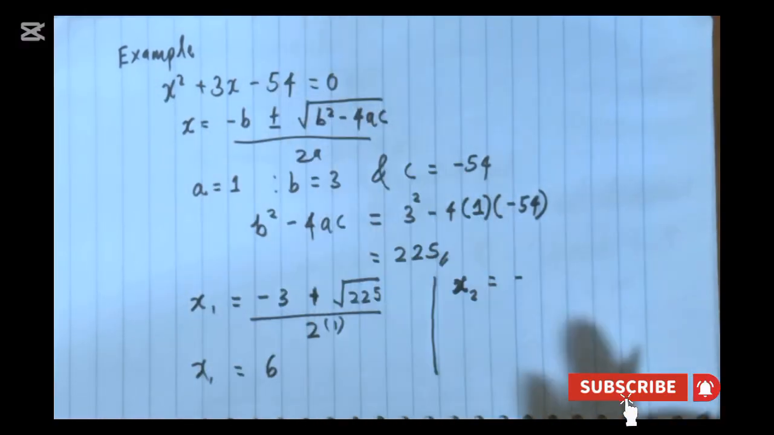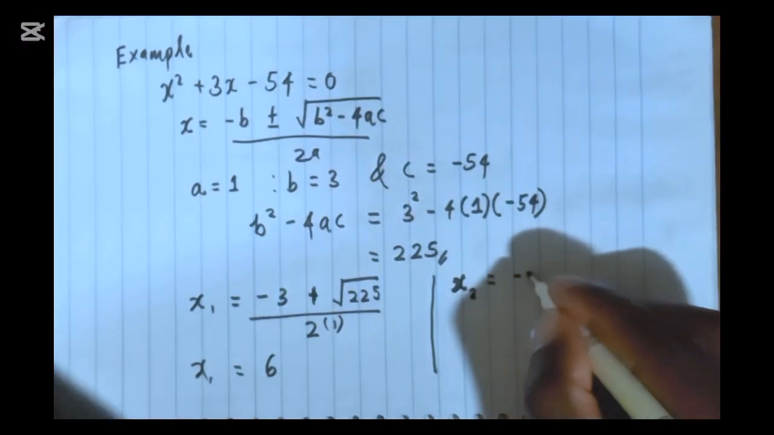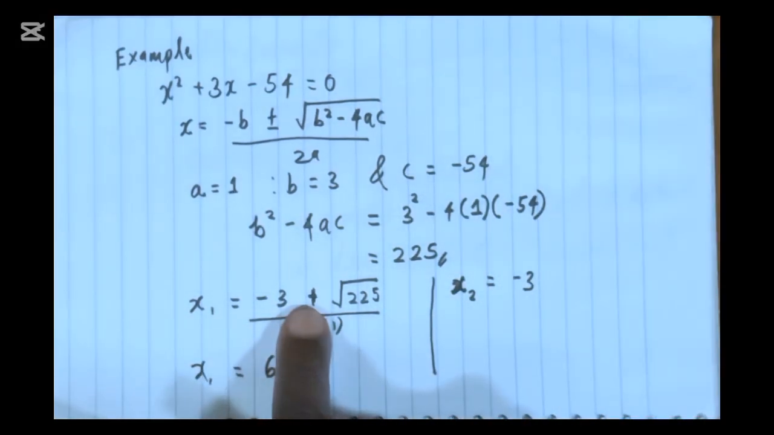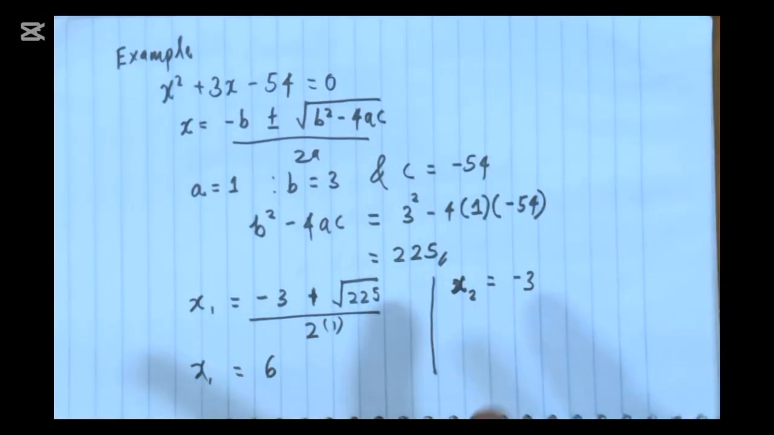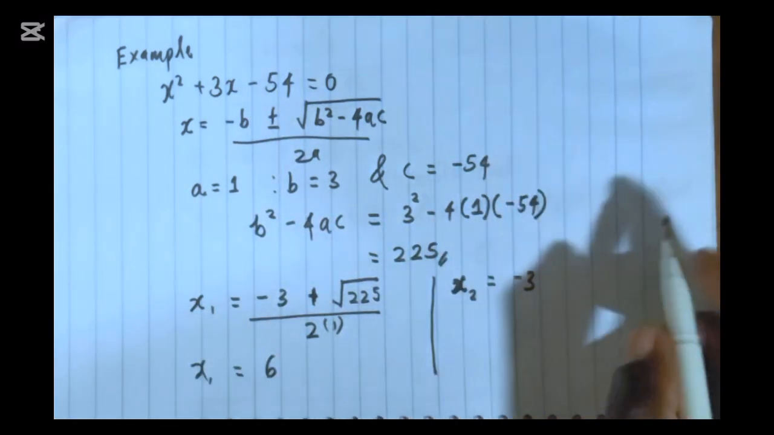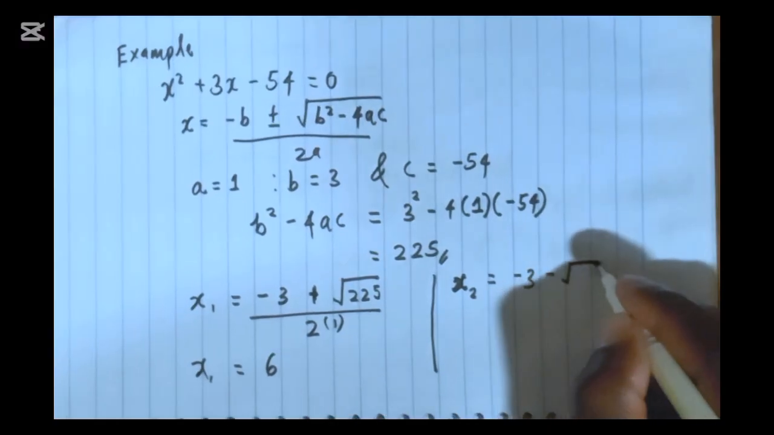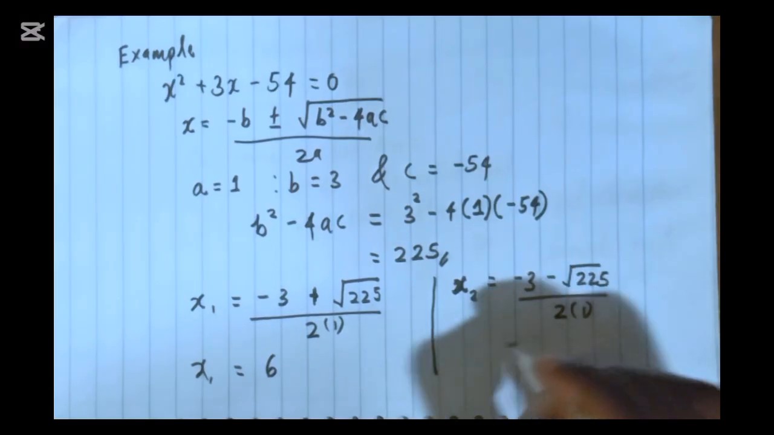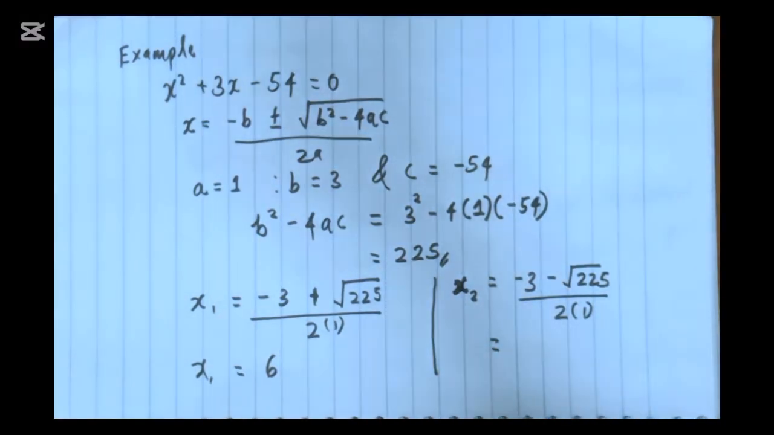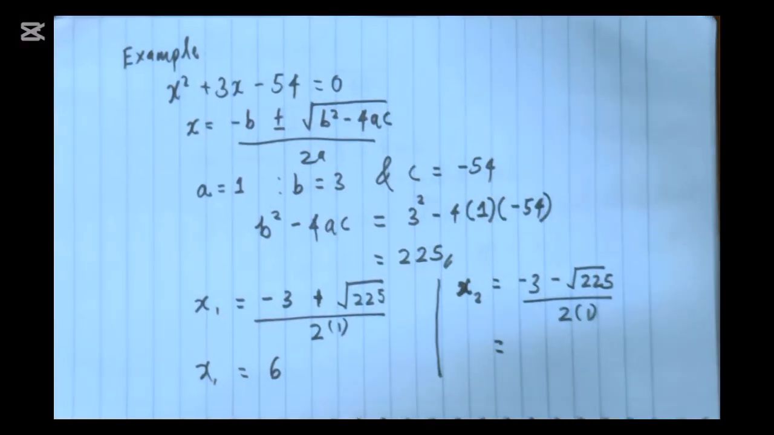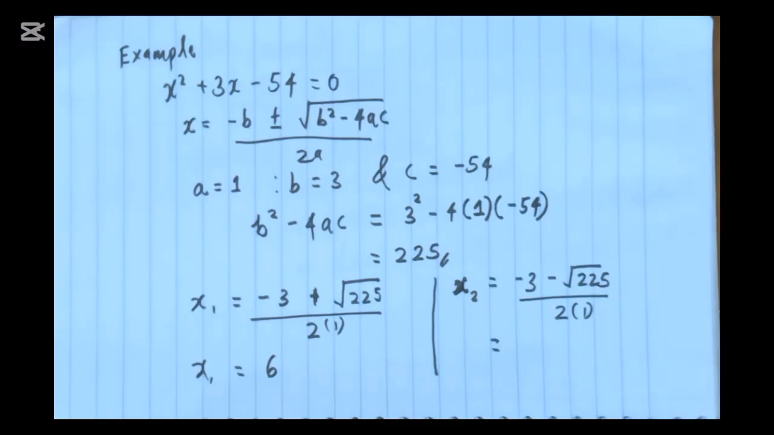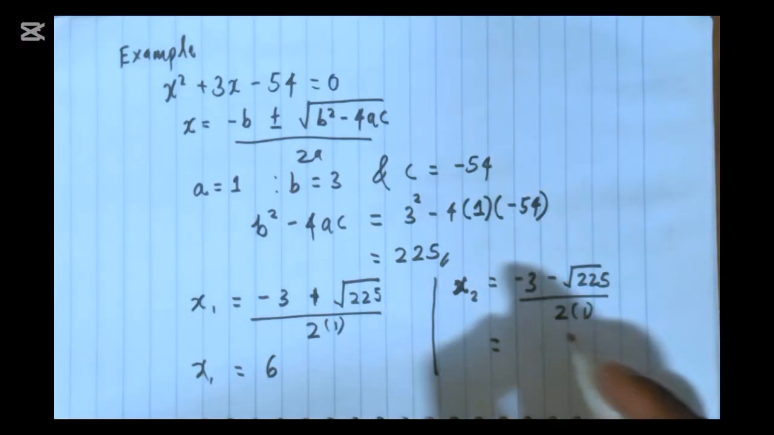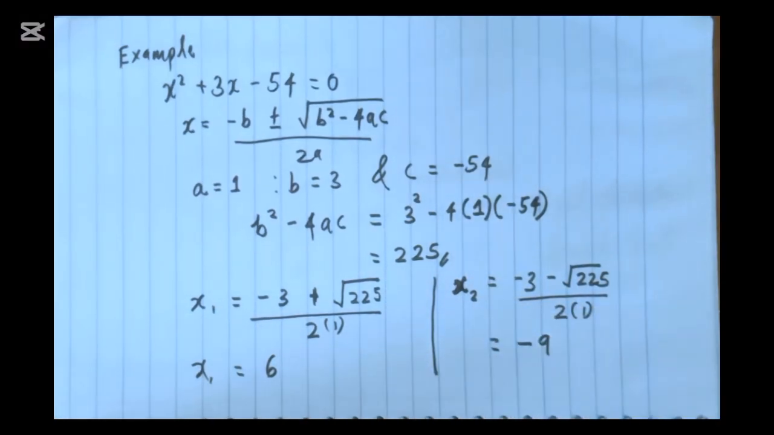To find the value of x2, we are going to have x2 being equal to negative b from the quadratic formula, and our value of b is 3, so negative 3. Because we added in the first scenario, here we're going to subtract. Remember, it is plus or minus. So it's going to be negative 3 minus the square root of the discriminant, 225, all over 2 into 1. If you key this into your calculator, you find that the value of x2 happens to be negative 9.